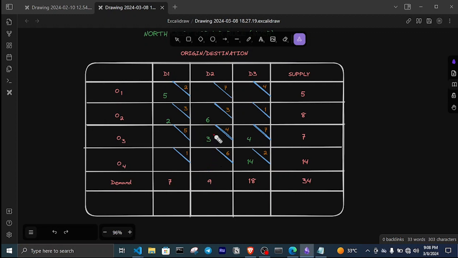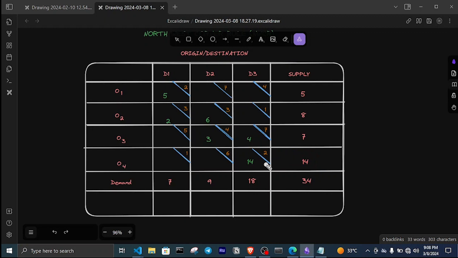Now this 3 value affects the third row, and the total on the third row is 7. To get 7, I fill D3 with 4. So I get the total on that row to be 7. Now this 4 affects the D3 column. The total on the D3 column is 18, so to get 18, I put 14 here. And this 14 affects the O4 row, that is the fourth row. So I just leave it as it is. It's all equal to 40.